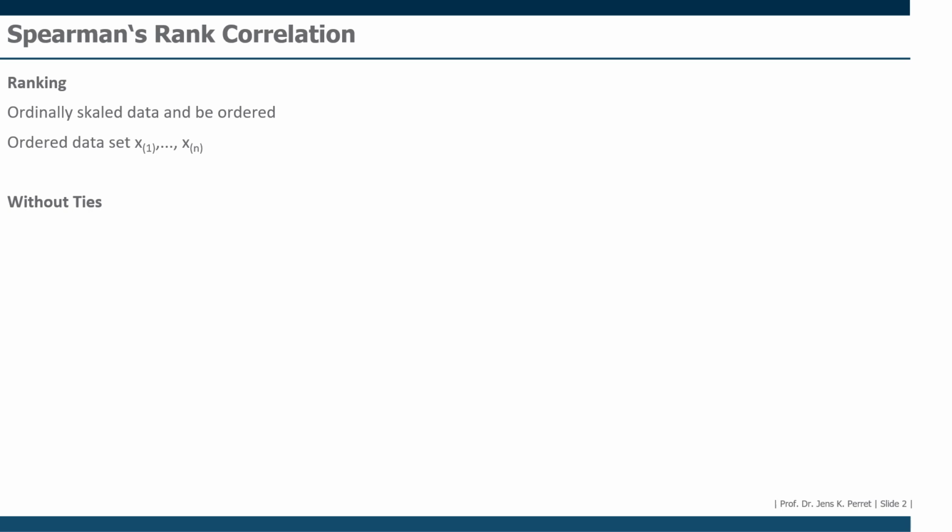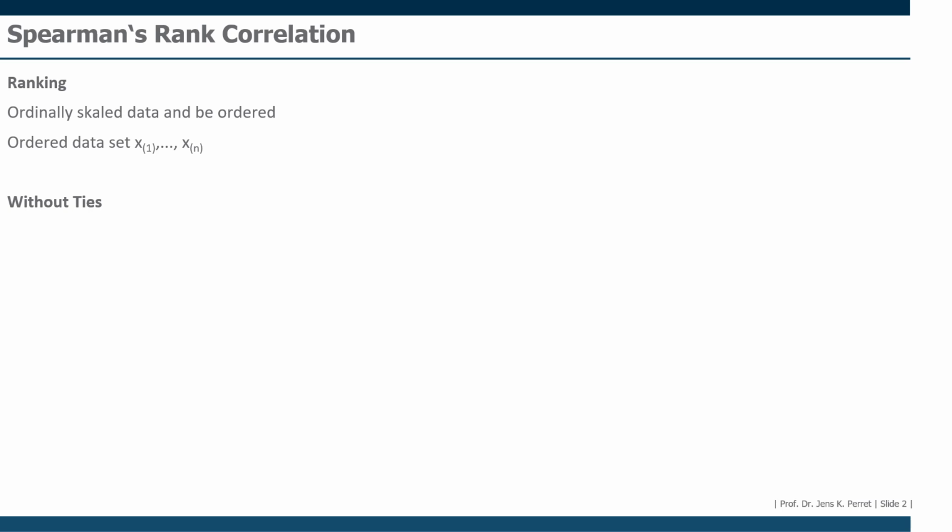Well, what is a tie with regard to ranking? If we have the same value, they would theoretically be assigned the same rank, because we cannot say which of two observations with the same value is smaller or larger.